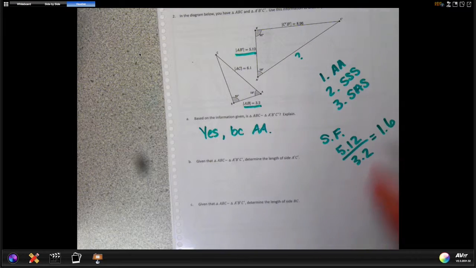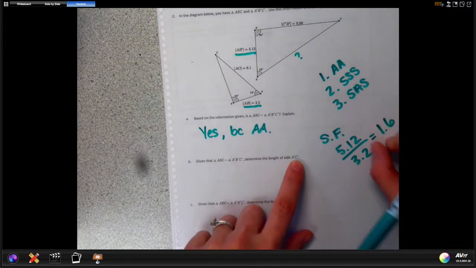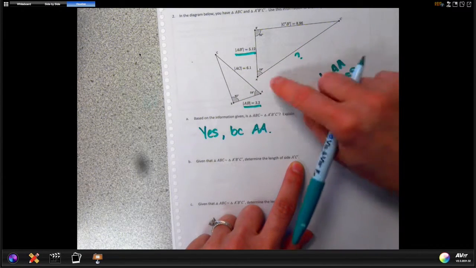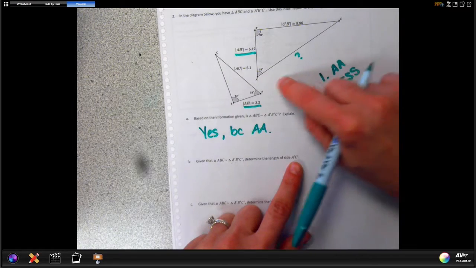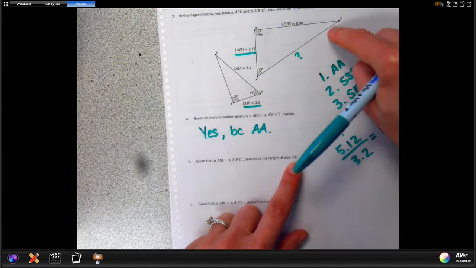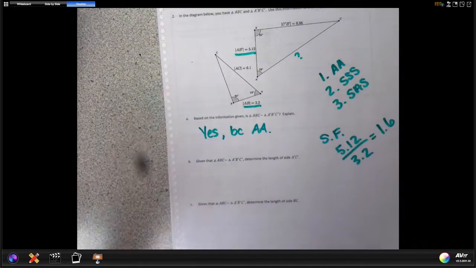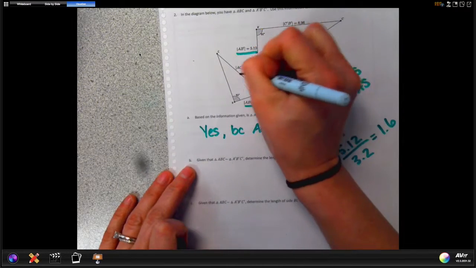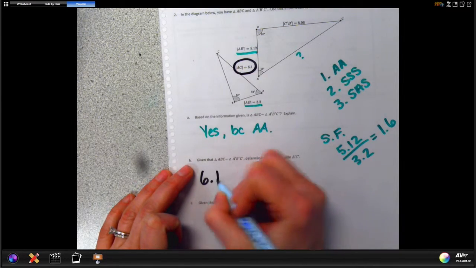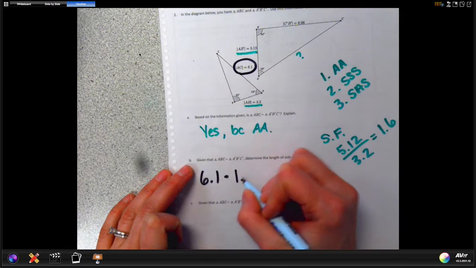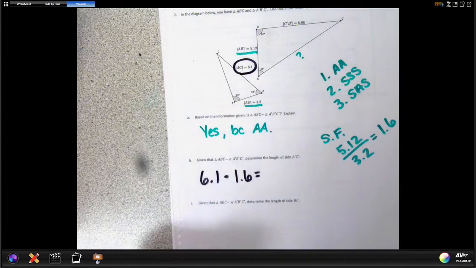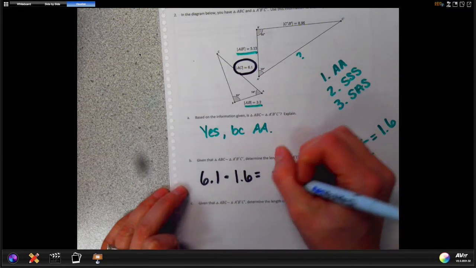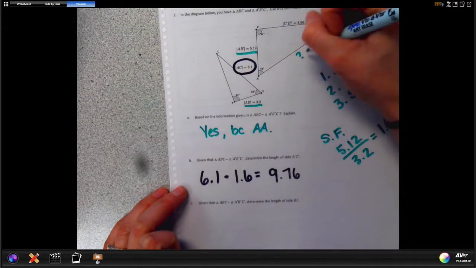Once you find the scale factor, we have to think about what we're trying to do. Are we trying to find a longer length or a shorter length, one from the larger triangle or the smaller one? It looks like we're trying to find one on the larger triangle, so we need to multiply. We take our corresponding side AC, which is 6.1, and multiply it by our scale factor of 1.6, and that should give us our new length. 6.1 times 1.6 equals 9.76. That's what this side would be.